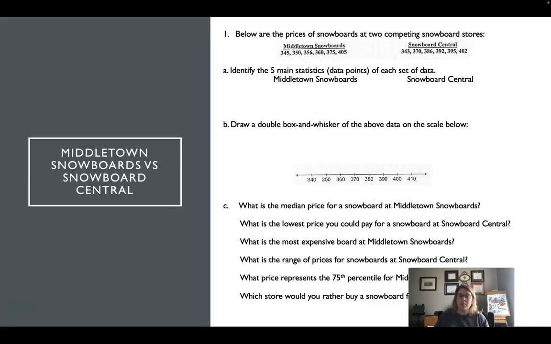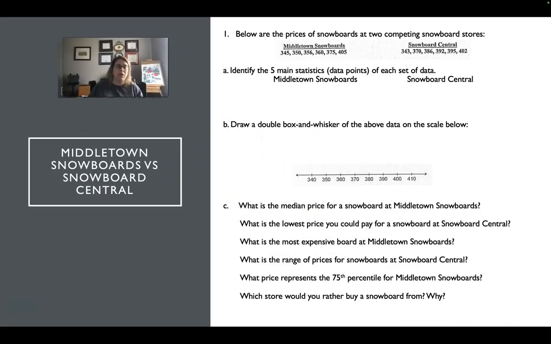Now here we've got a little bit of information. It's quite a bit going on, but it was the best way to show you all of it in one place. So below are the prices of snowboards at 2 different competing snowboard stores. You've got Middletown, and then you've got Snowboard Central. So they want to know the 5 main statistics, or data points, of each set of data. So what we're going to do is below this, put them in order from least to greatest. Then we'll circle and use some abbreviations to tell us what everything is.